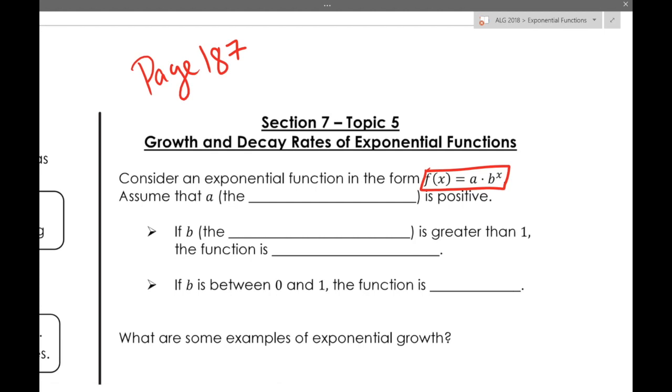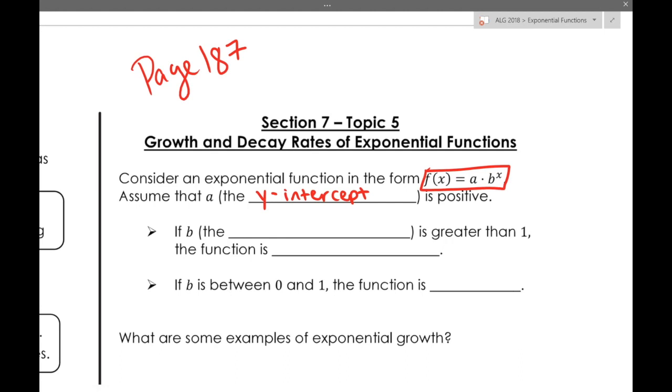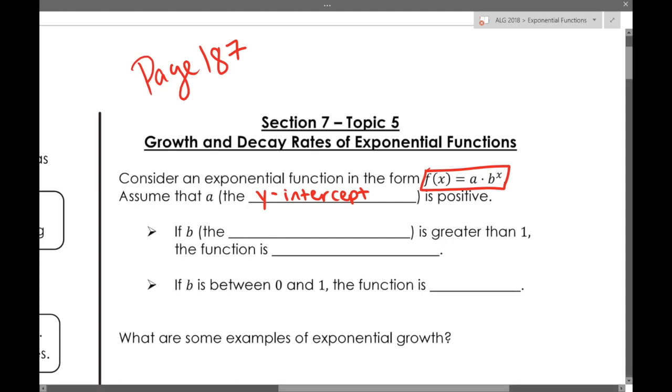Assume that a, so what do we call the a? Well, we've talked about it before. It's the y-intercept. If we didn't know that, you should know that now: the a is always the y-intercept. And it's saying that assume that a is positive. So in this theory, we're going to assume that a is a positive number. Then it says if b, and what does b represent? We've talked about it before, b represents what we call the common ratio. So a is always the y-intercept, b is always the common ratio.